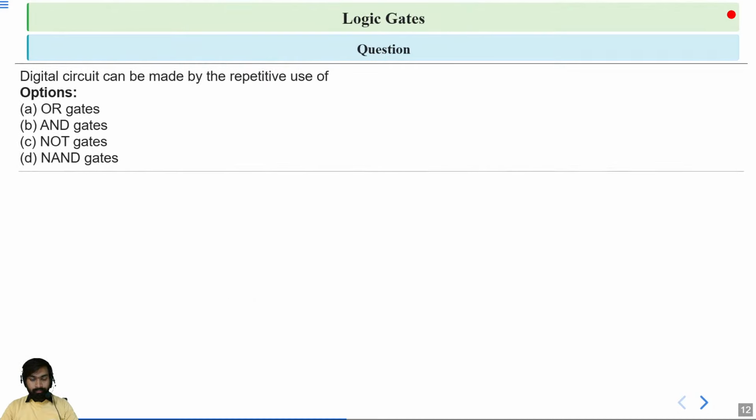Next question. Digital circuit can be made by the repetitive use of what? The question asks which logic gate can be used repeatedly to make a digital circuit. It provides four options: option A, OR gates; option B, AND gates; option C, NOT gates; and option D, NAND gates. So which one is correct? Please solve this question, everyone. This is a very simple question.